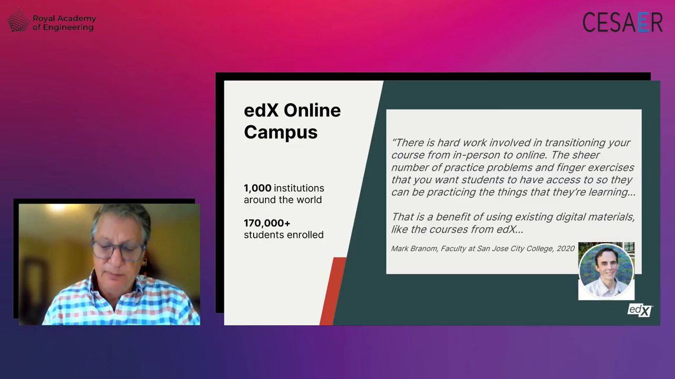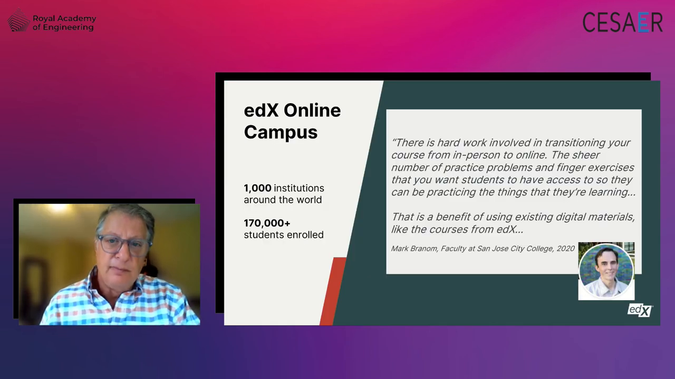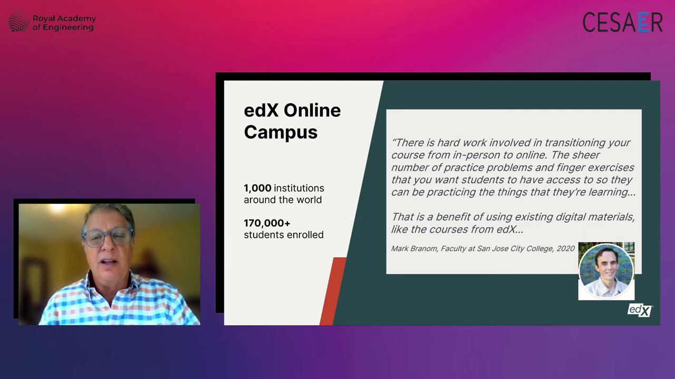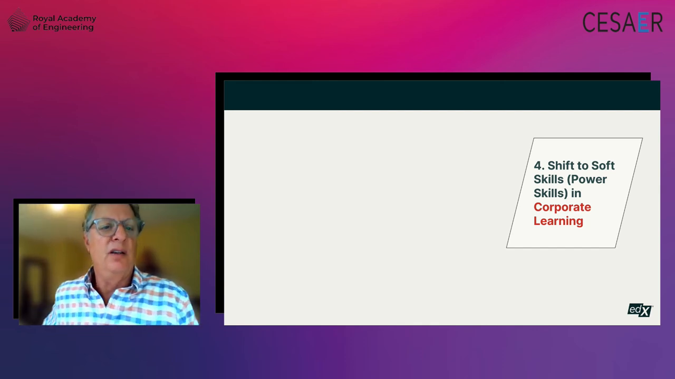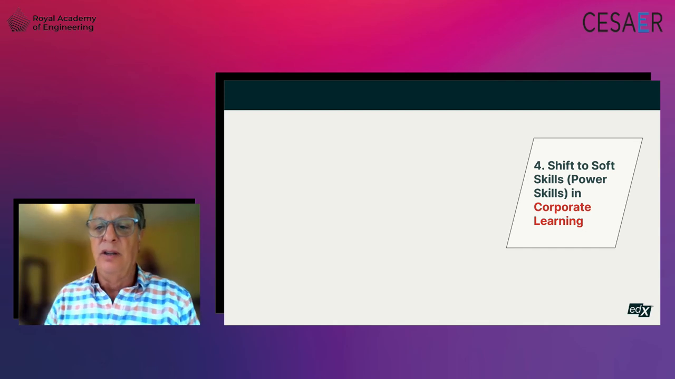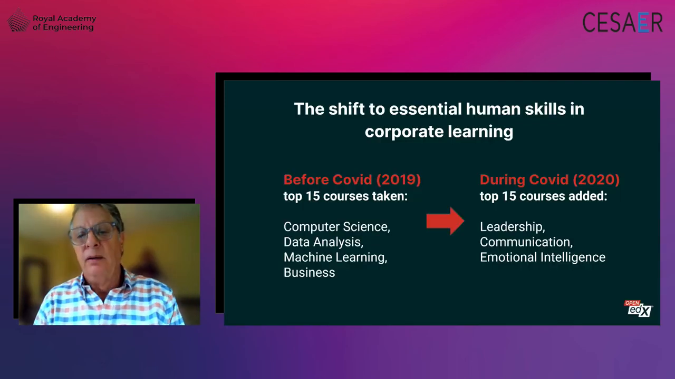Next slide. And this is a story from one of the faculty at San Jose that talks about this transition, which is incredibly important. You and I have just talked about that, so we can go to the last one. Next slide. Shift to soft skills and power skills. I'd like you to go to the next slide after this, because I think this follows up on a point that you were bringing up at the beginning of this conversation. Next slide, please.